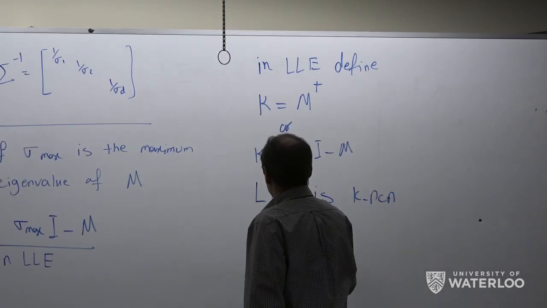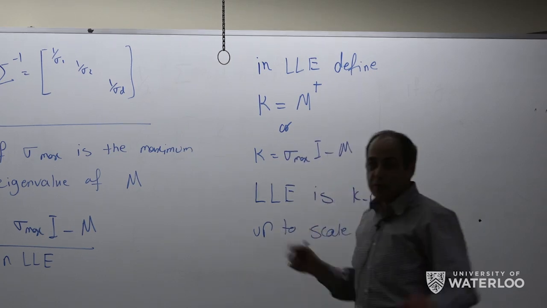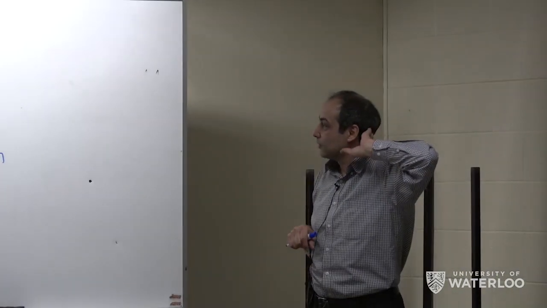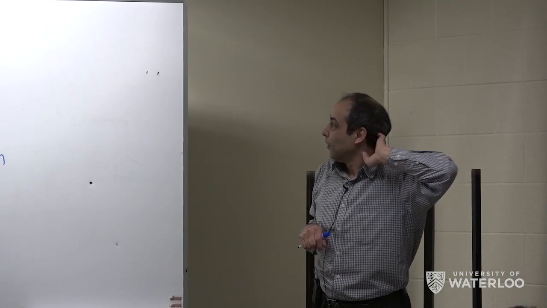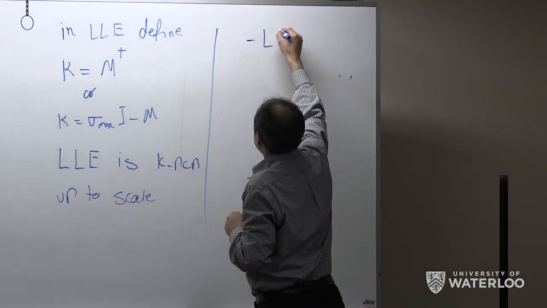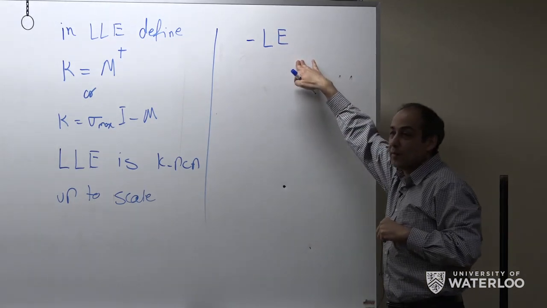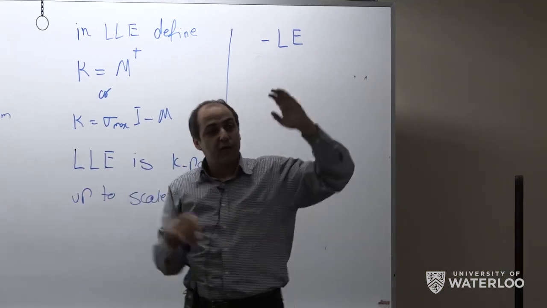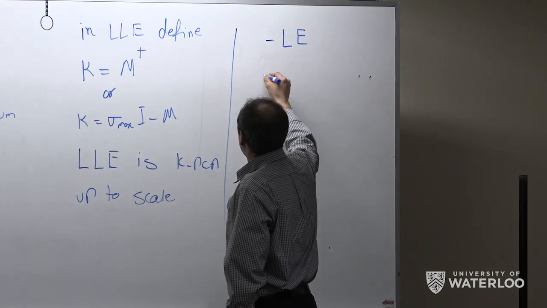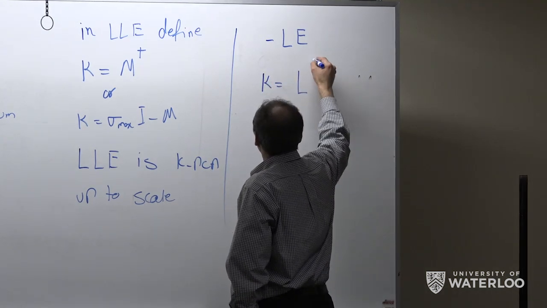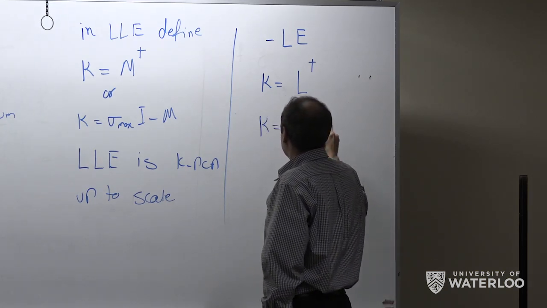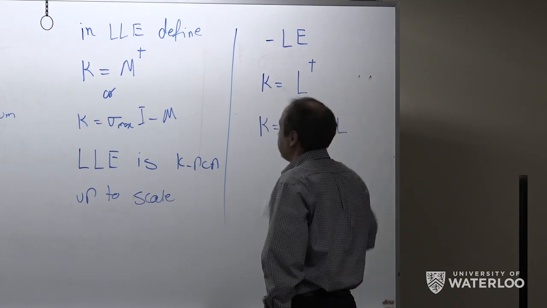Up to scale. So the solution is kernel-PCA, but the scale of each direction is different. And same for Laplacian Eigenmap. In Laplacian Eigenmap, we are doing eigendecomposition of L. We are taking smallest eigenvectors. Just define K to be pseudo-inverse of L, or define K to be maximum eigenvalue times I minus L.